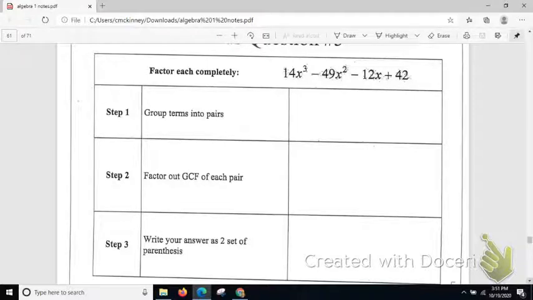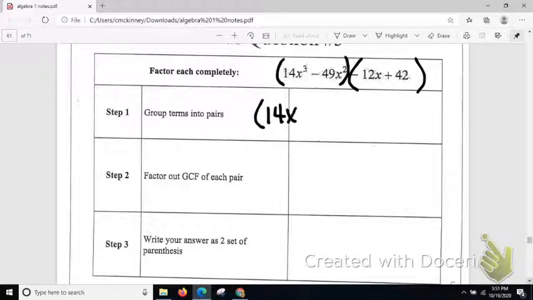And this one does have a negative by this third term, and so it's going to be very important when we do our grouping that we put that negative inside the parentheses. If we leave it hanging on the outside, it looks like it's making both of them negative, and that really isn't the case.